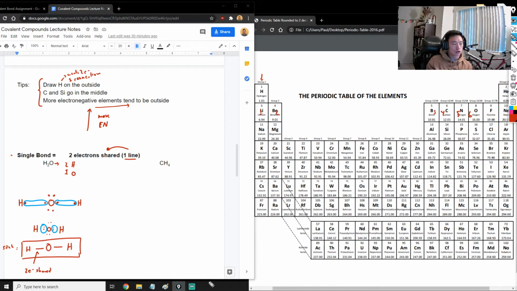Alright, if you feel like you could try the next one on your own, go ahead and do so. But if not, I know this is a new concept, so let me go over it step by step. So we have CH4. We can tell by looking at the formula that it's made out of 1 carbon, right, because there's no number next to it, and it's made out of 4 hydrogens. We saw in the rules earlier that we always draw the hydrogens on the outside and carbon and silicon go in the middle. So we have a carbon, so we're going to put carbon in the middle. And we know hydrogens are on the outside, so I'm going to put the hydrogens around the carbon.